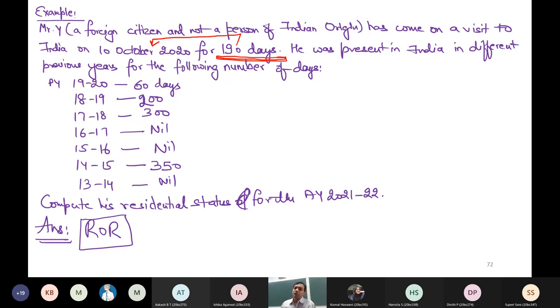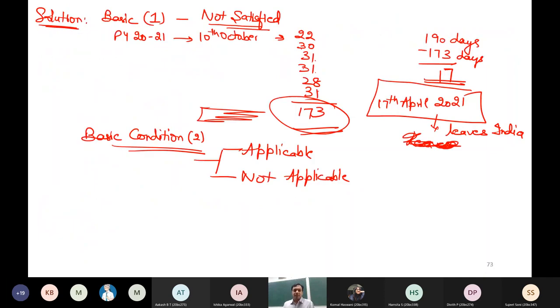So this person is coming on a visit. I know that when an Indian citizen or a person of Indian origin comes on a visit, you cannot check basic condition number 2. But I found that the person is neither an Indian citizen nor a person of Indian origin. So that is why I can say that basic condition number 2 is also to be applied. Don't simply apply it numerically before first checking carefully whether it is applicable or not.